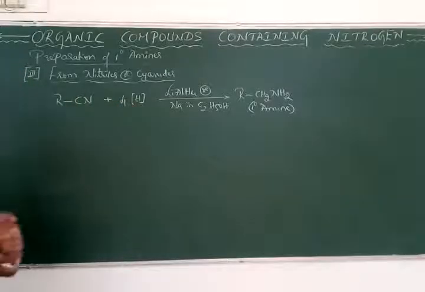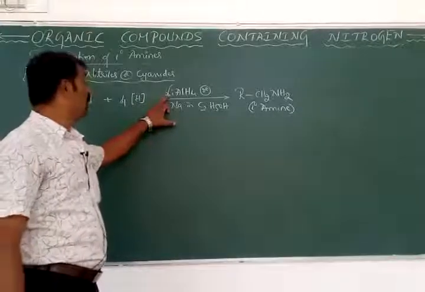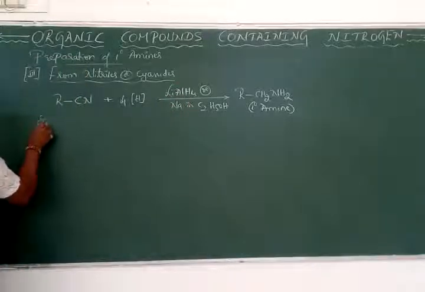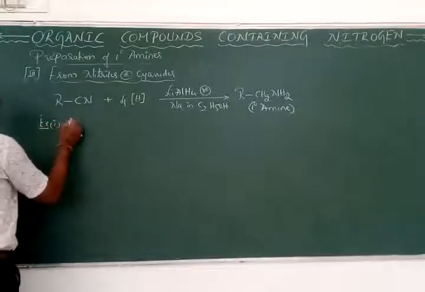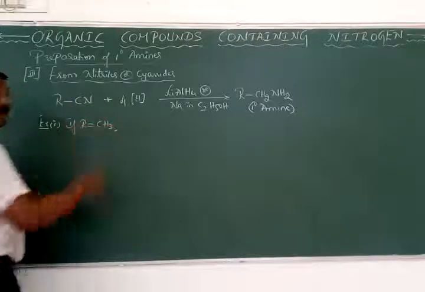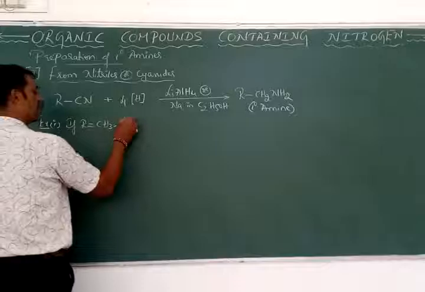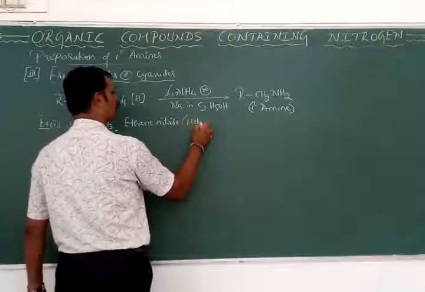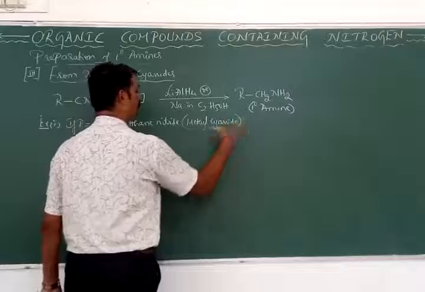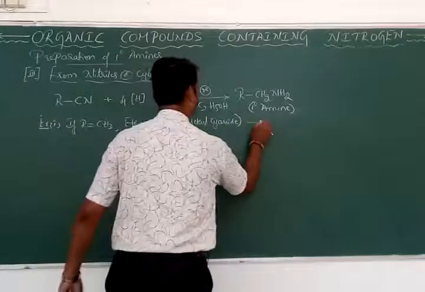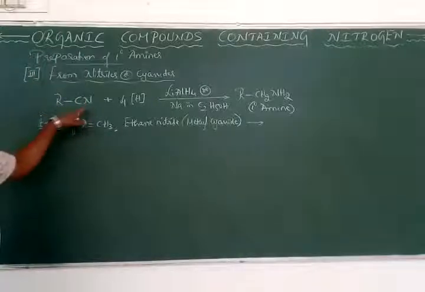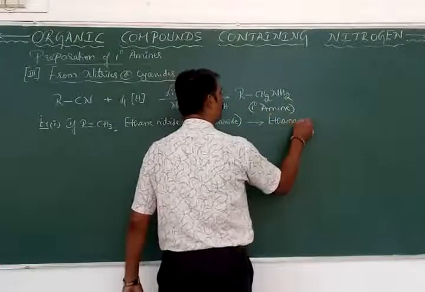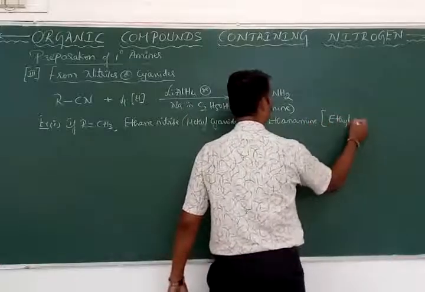That 4 nascent hydrogen, or the nascent hydrogens, are obtained from the reducing agents like which one? The lithium aluminum hydride, or sodium in which one? Ethanol. Okay. So let us take for example, if R is equal to CH3, what's the name of that one? CH3CN is called ethane nitrile. The common name is called methyl cyanide. The product is CH3CH2NH2. CH3CH2NH2 is called ethanamine. The common name for that one is going to be ethylamine.